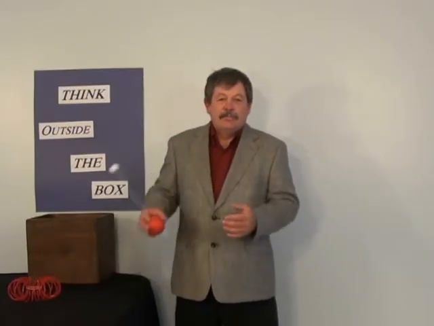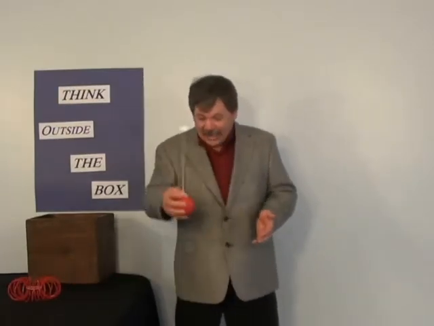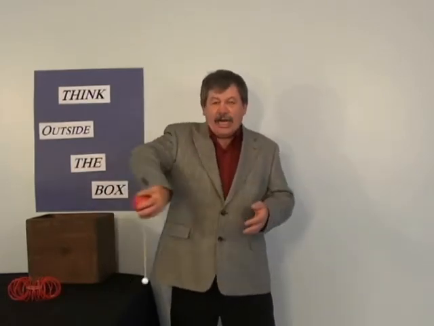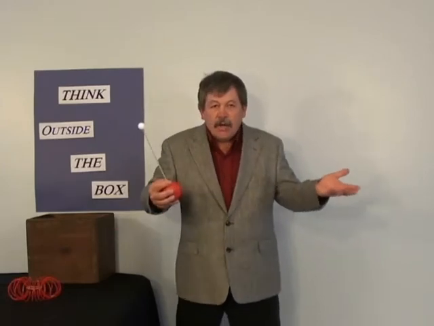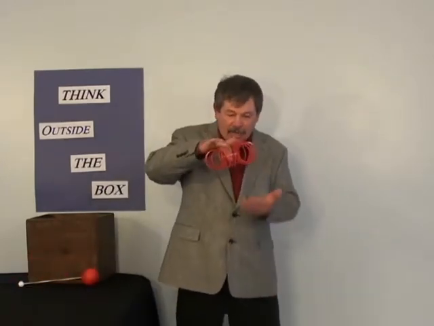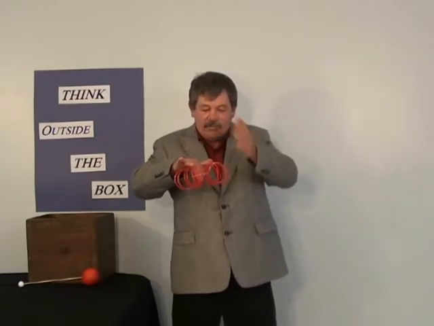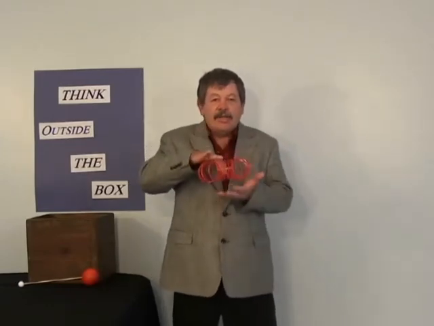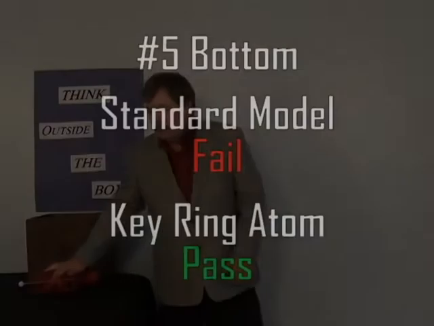The next thing they know is an atom has a bottom. Does this adequately explain why the atom has a bottom? No, fails. Does the keyring atom explain the bottom? Yeah. All the electron rings are circling in one way, they're coming out the other. It's going to have a different way that orients itself. This is going to have a bottom. Passes.